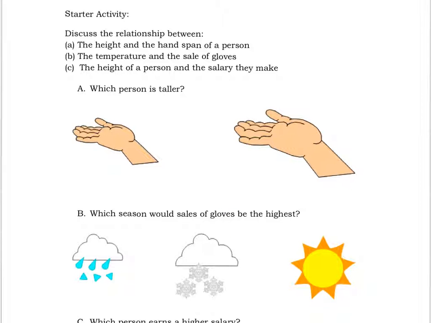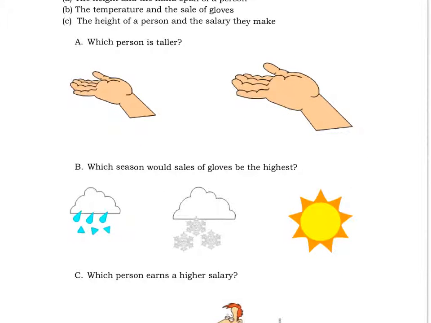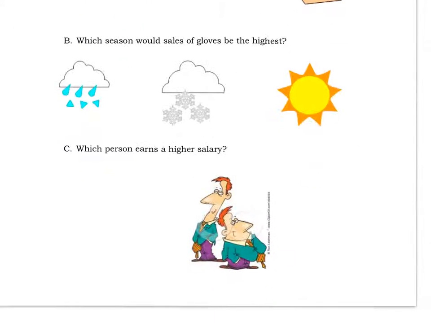In picture B, we see 3 seasons: spring, winter, summer. And what do you think the relationship would be between the temperature and the sale of gloves? And then in part C, we see 2 men, a short one and a tall one. And I want you to think about what is the relationship between height and salary. So pause the video now and think about those 3 relationships.